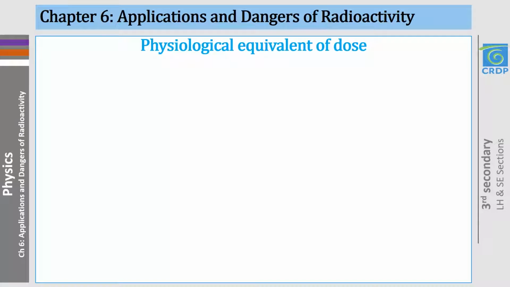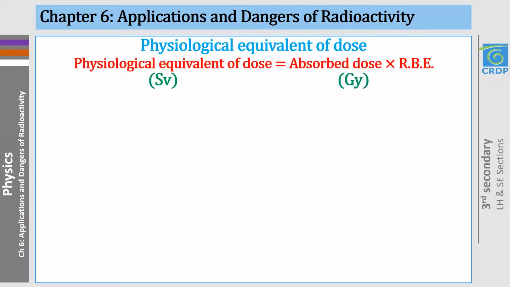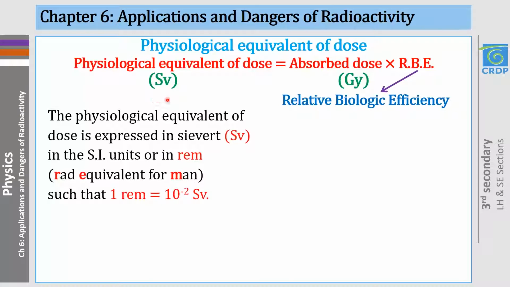So let's define another quantity called the physiological equivalent of dose by the formula: physiological equivalent of dose equals absorbed dose times RBE, with RBE the relative biologic efficiency. And the physiological equivalent of dose is expressed in sievert in the SI unit. And we can use another unit, the rem, with 1 rem equals 10 to the minus 2 sievert.